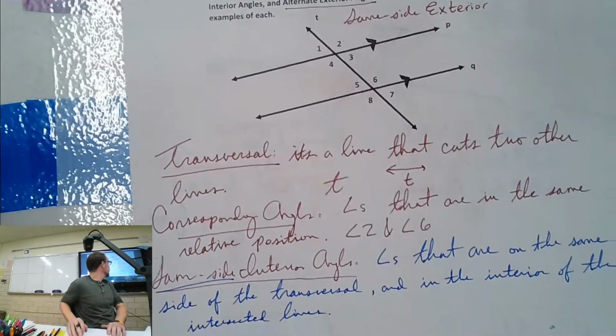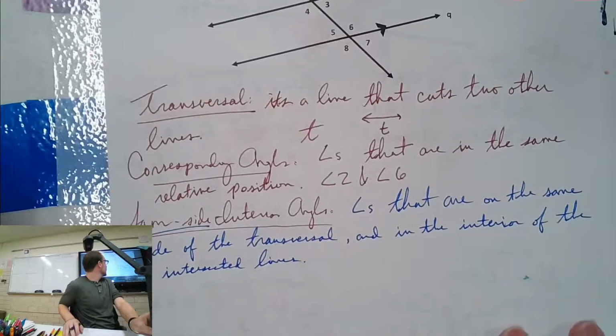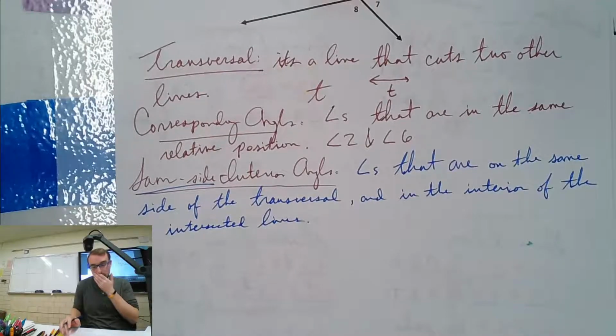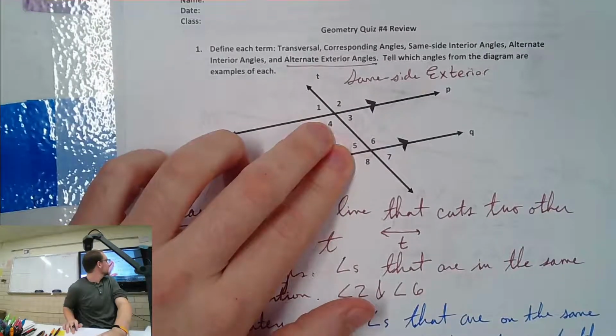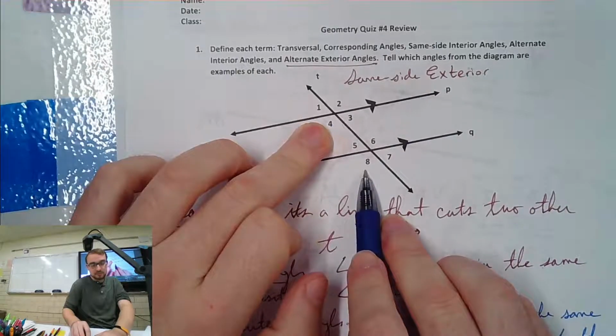In order for them to be like that, wouldn't they have to be corresponding angles? No. Same side interior? No, that'd be like 4 and 5. They don't correspond. 4 and 8 correspond. Can't really say that one.